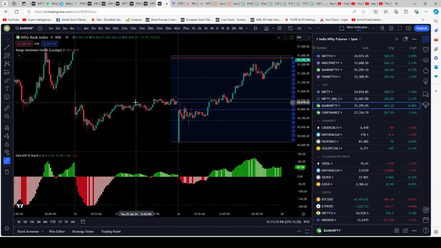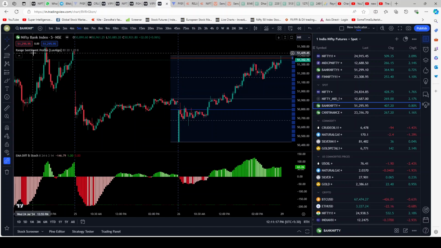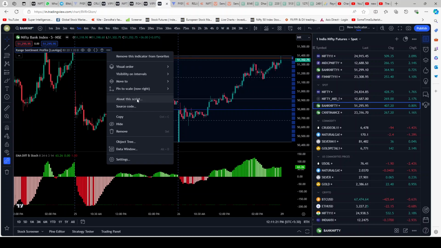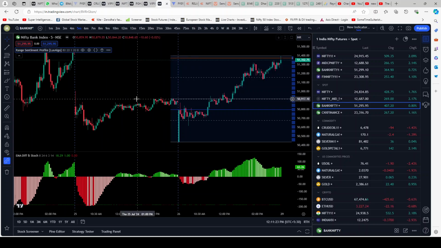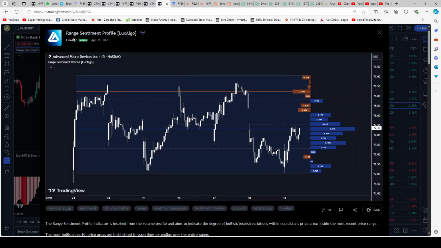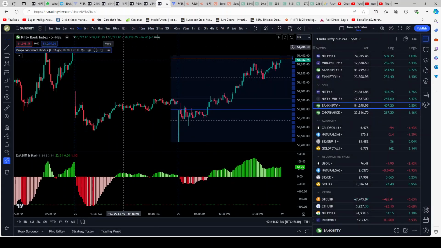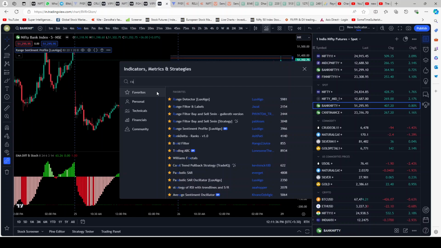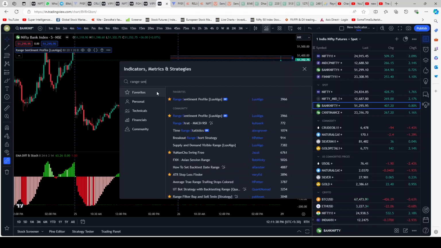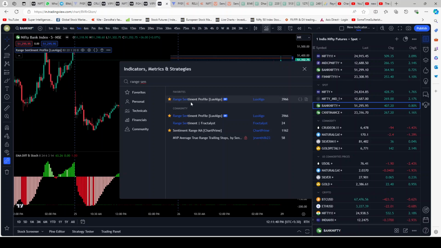So the first indicator that I'm going to use today is called Range Sentiment Profile. It is by somebody called LuxAlgo, a very famous indicator creator on TradingView. Range Sentiment Profile by LuxAlgo. If you go to the search, all you've got to type in is "range sentiment", and there, the first one is Range Sentiment Profile by LuxAlgo. I've saved it as my favorite, so it's there.